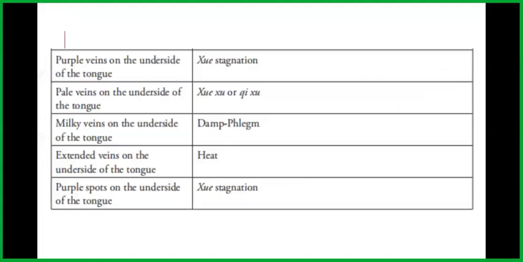The purple veins on the underside of the tongue indicates blood stagnation, and pale veins on the underside of the tongue is blood deficiency or qi deficiency. Milky veins on the underside of the tongue is damp phlegm. Extended veins on the underside of the tongue is heat. Purple spots on the underside of the tongue is blood stagnation.